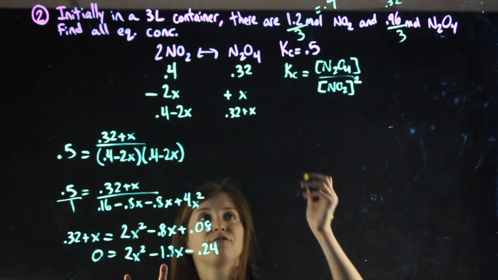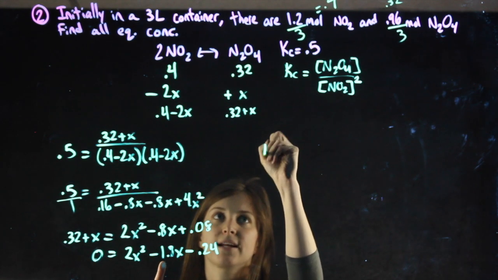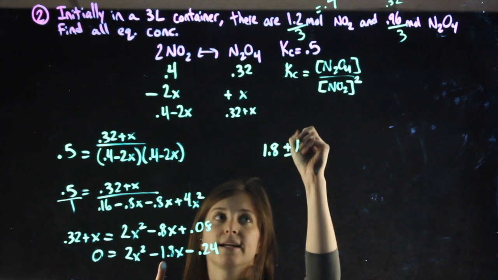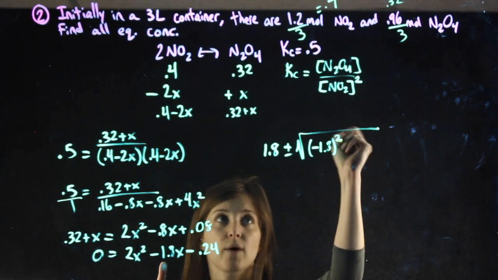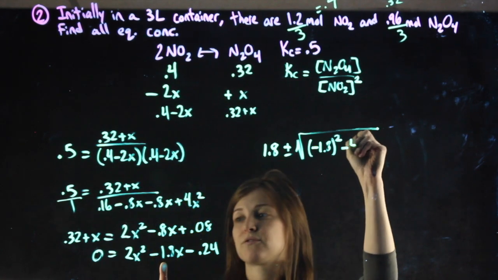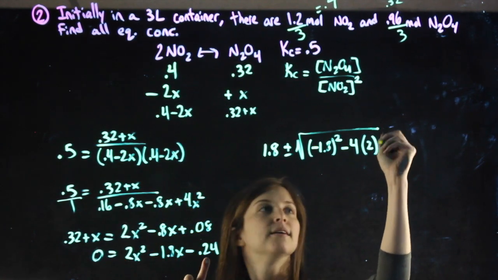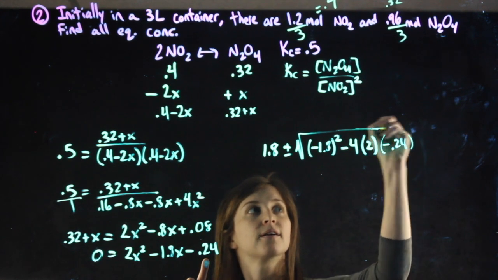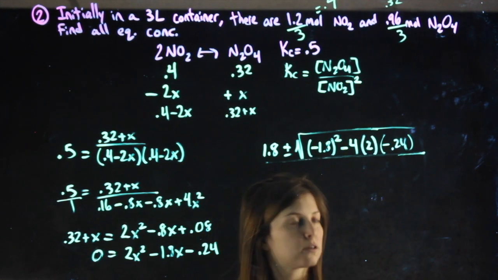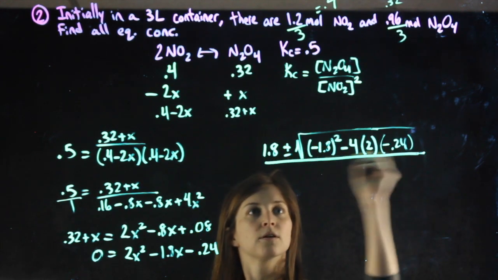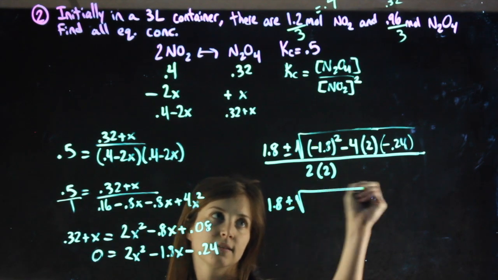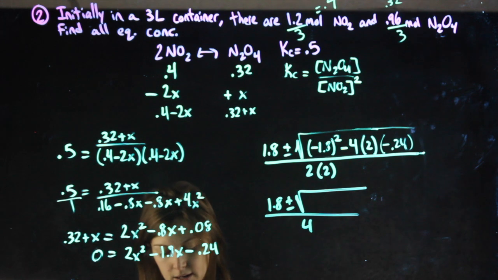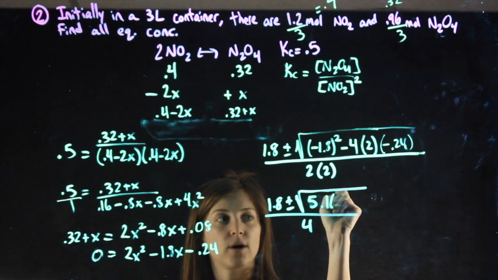Take my quadratic: negative b, so my b is already negative, the negatives cancel, plus or minus the square root of b, make sure you have this in parentheses, squared, minus 4ac, make sure you include the negative, all over 2a. This simplifies to negative 1.8 plus or minus the square root of, get 5.16.